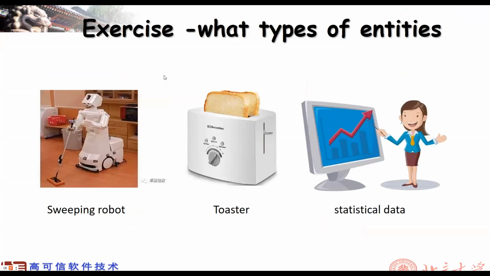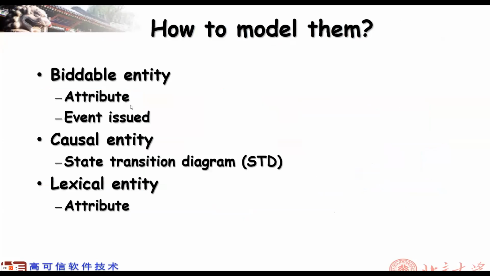We can also distinguish other entities, such as the sweeping robot. What is a sweeping robot? Is it a biddable entity or a causal entity? It depends, I think. If it is only a simple sweeping robot with no autonomy, which means if you give an input its output is certain, then it is causal. But if it is very smart and you can't predict its output, I think it's biddable. Next is the toaster; this is causal. And for some statistical data, I think this is lexical.